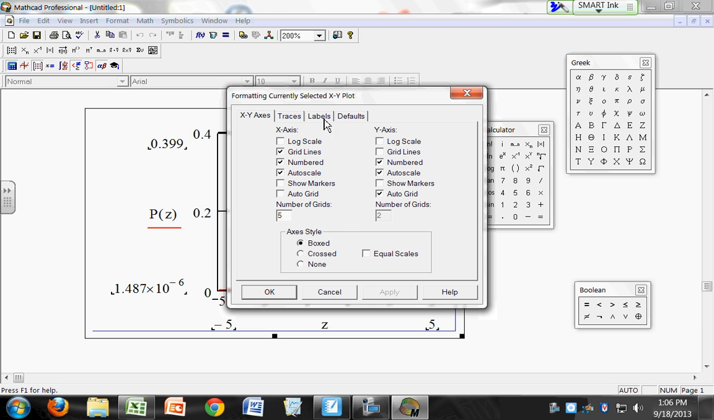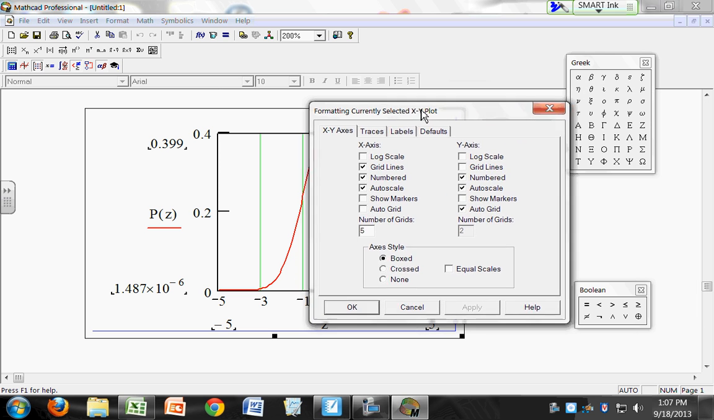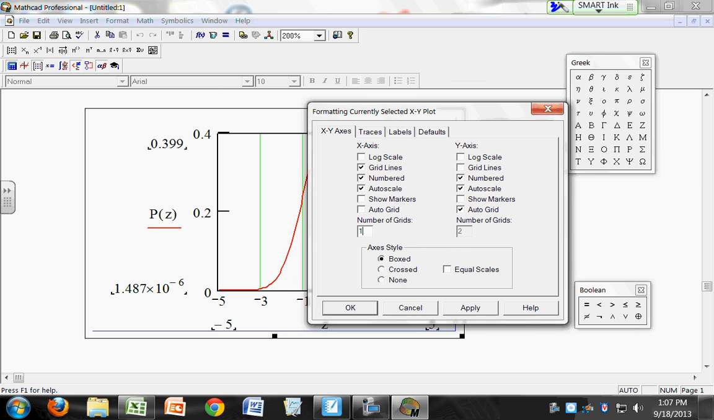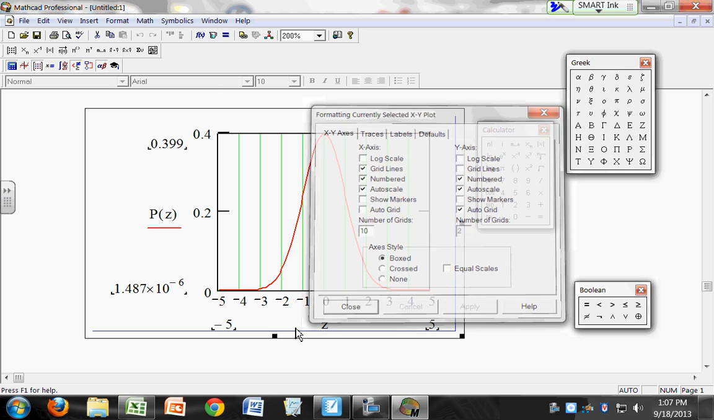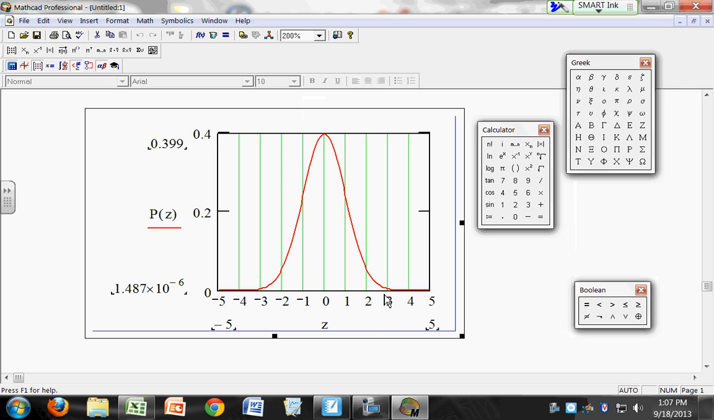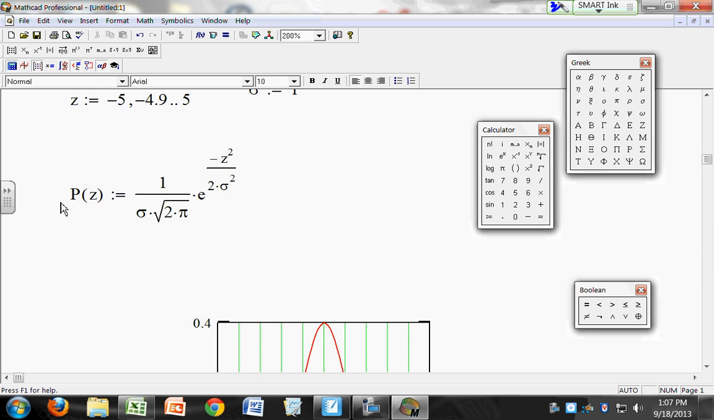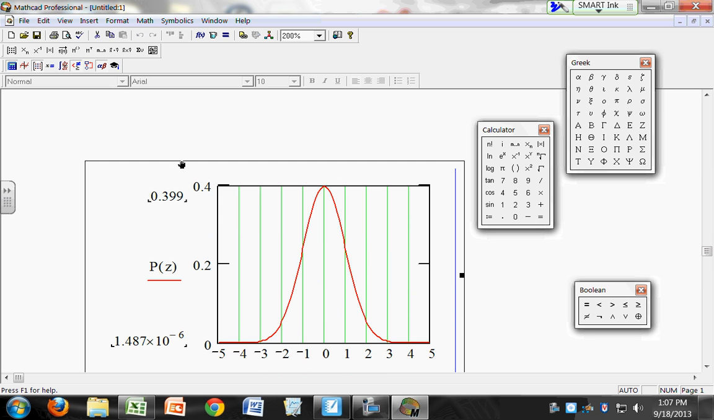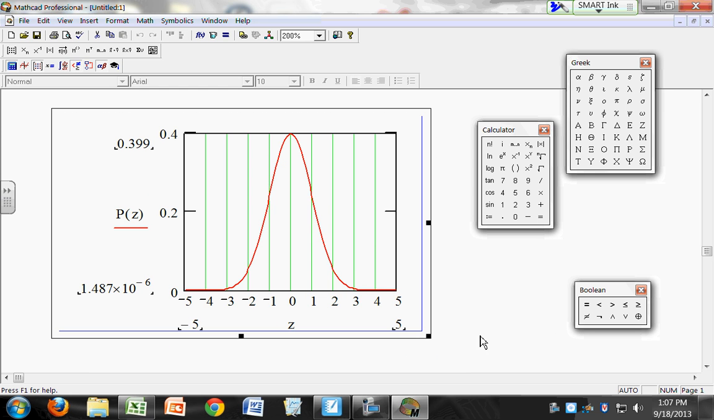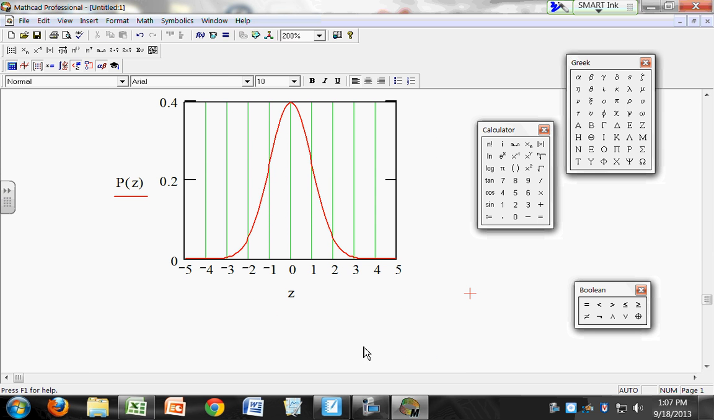Straight lines. Let's make that 10 grid lines. After about 3 sigma, right? So how do I get the area under the curve from z equals negative 1 to z equals plus 1?